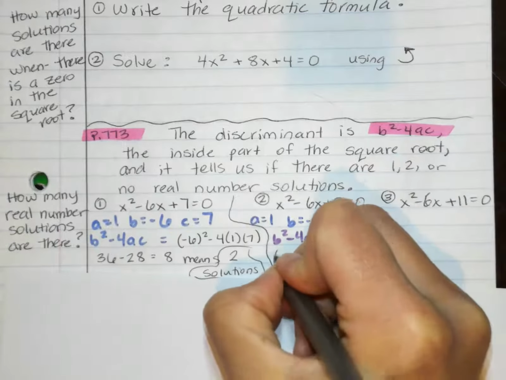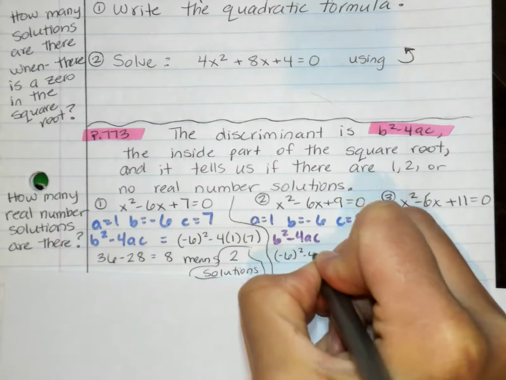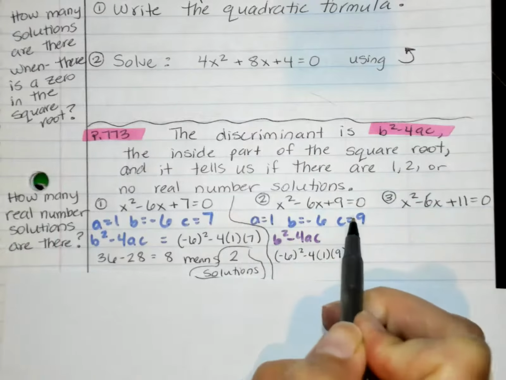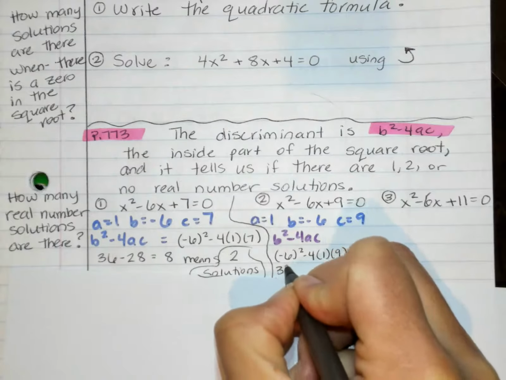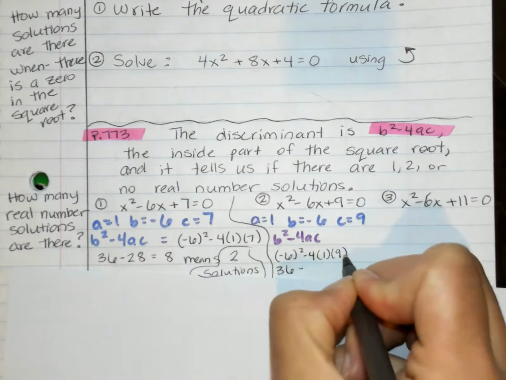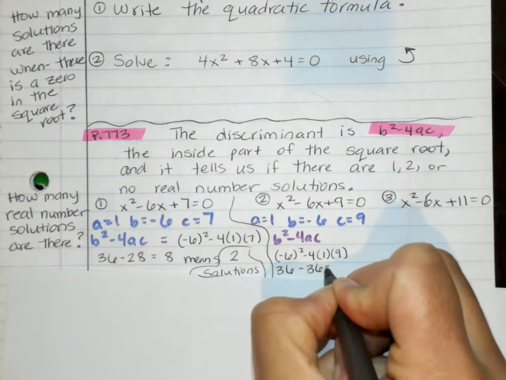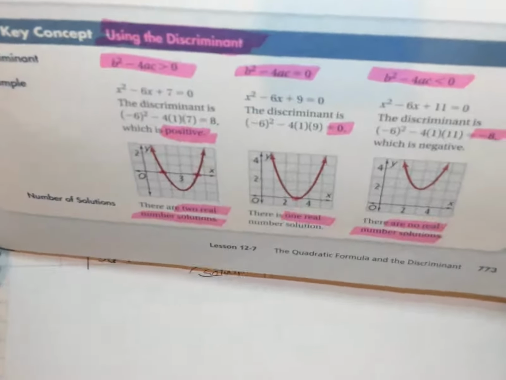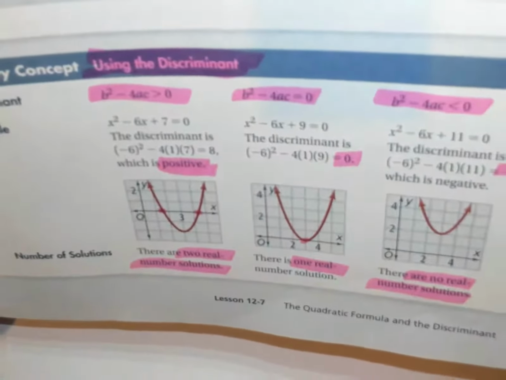B squared would be negative 6 squared minus 4 times 1 times 9. So I'm just plugging in the values. That would be 36 minus 4 times 9, which is 36. That equals 0. So again, looking back into the book, that would be this middle one. The discriminant is 0. That means 1 real number solution.